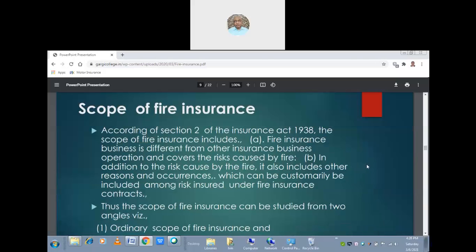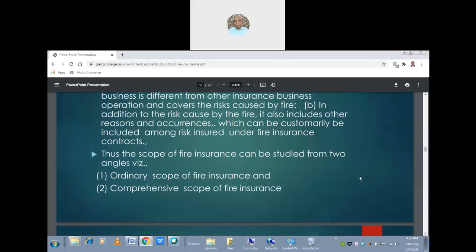So natural calamities can also be included in it, which can customarily be included among the risks insured under the fire insurance contract. Any other way in which the properties are damaged, which is clearly mentioned in the agreement, is also covered under other reasons and other occurrences in addition to the fire.